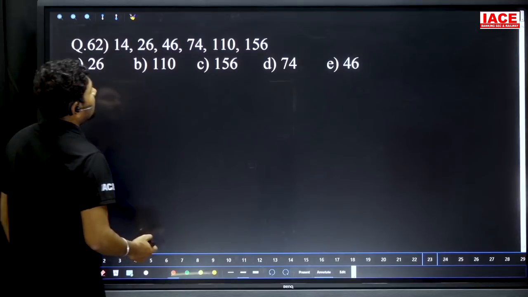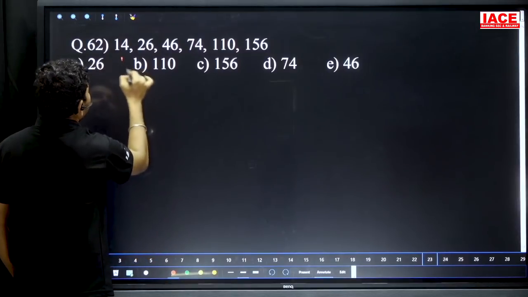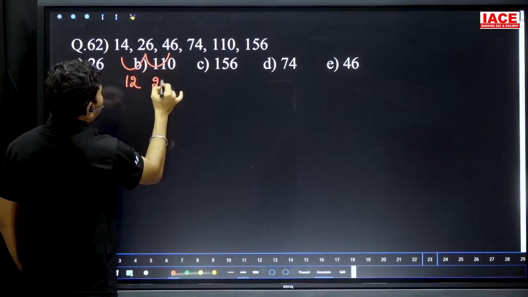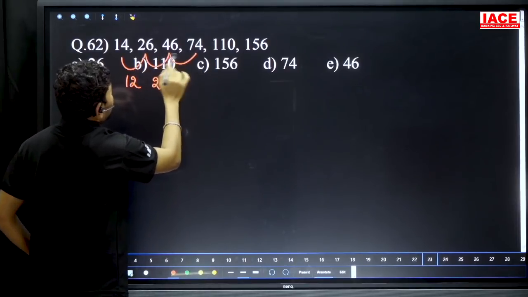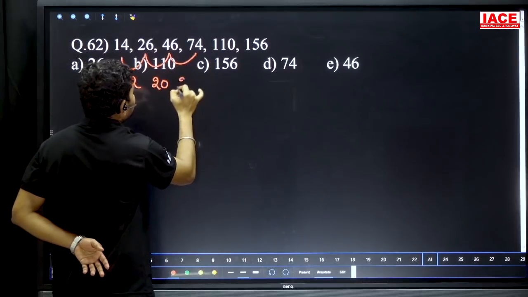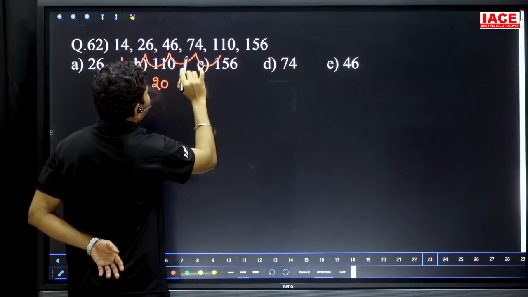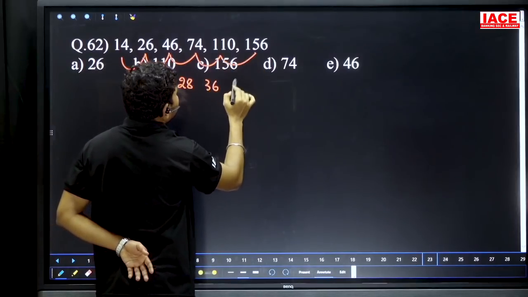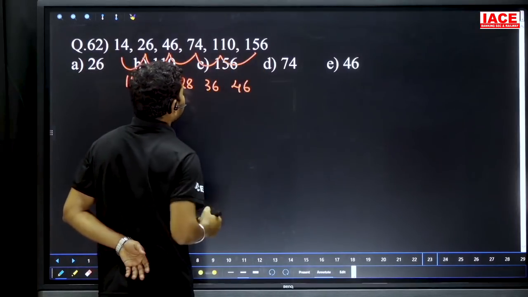14, 26, 46, 74, 110 and 156. Take the difference. Here the difference is 12, here the difference is 20, and here the difference is 28, and here the difference is 36, and here the difference is 46.